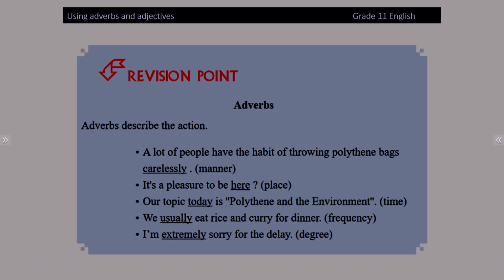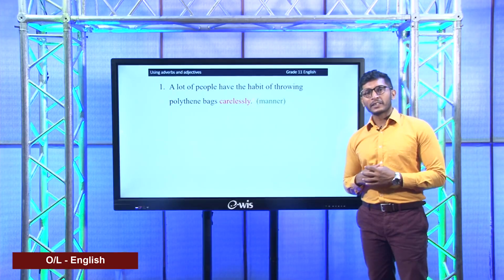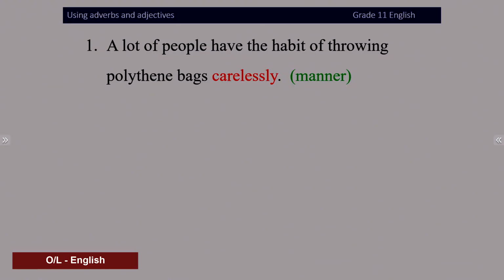Shall we look at them? Yes, the first sentence, a lot of people have the habit of throwing polythene bags carelessly. Here the adverb is given in red. It's carelessly. It tells us how the action takes place. So what is the action of this sentence? I know that is not difficult for you. The action is throw. If I ask you the question, how do people throw garbage or polythene bags? They throw them carelessly.